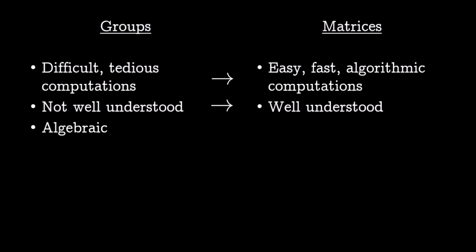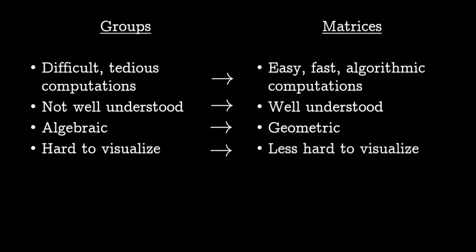And then there's the fact that groups are algebraic, just symbols on paper. I know all of you visual learners out there don't like that, and representations take us to matrices, which sometimes have pretty nice geometric interpretations. Groups are also really hard to visualize. I mean, at any point in this video, when I was talking about groups, did some image or picture pop into your head? Representations take us to matrices, which are easy to visualize. Okay, well, maybe they're not that easy, but they're not as hard as groups.